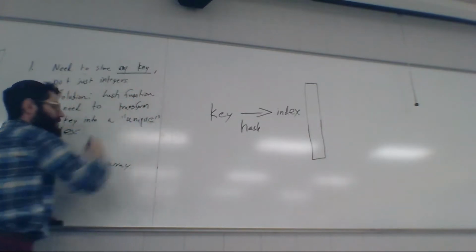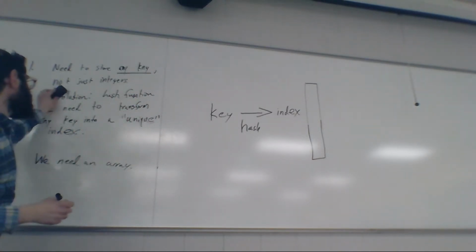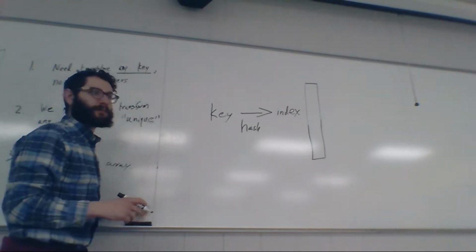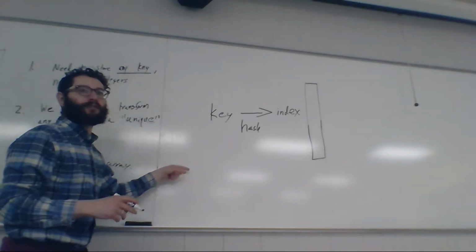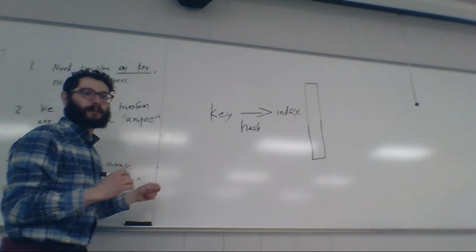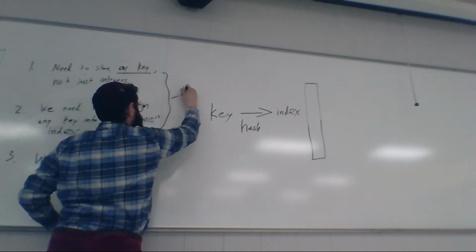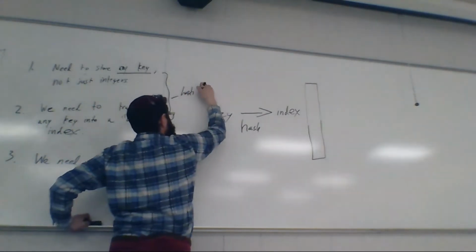Give me a function, and that's a special function that will. So the solution for 1 and 2 is actually the hash function, which simply says, given a key, I'm going to try to transform something into a kind of unique integer. So the solution for 1 and 2 is the hash function.